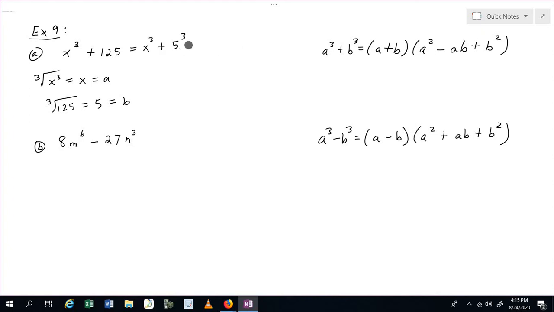And then we just have to plug everything into this formula to factor it. Okay, so A plus B, so x plus 5.